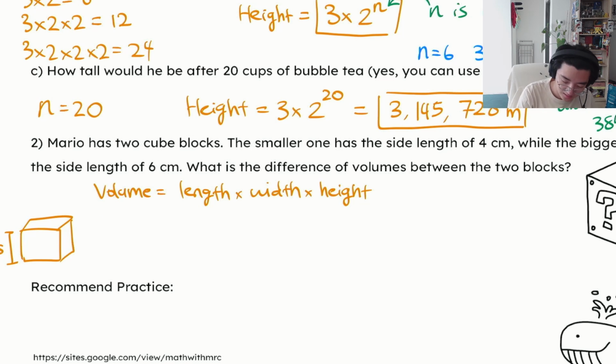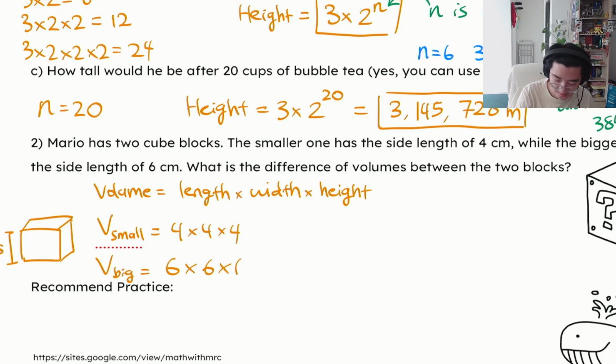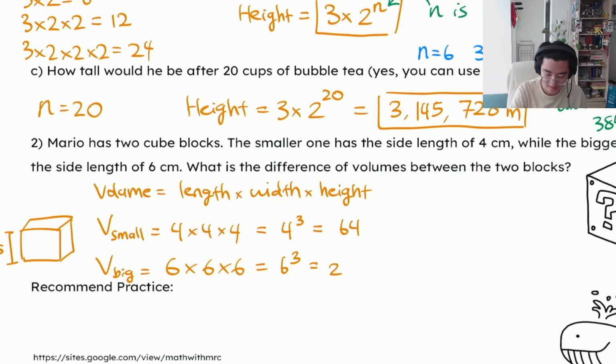So, the volume of the smaller cube is just 4 times 4 times 4. And the volume of the bigger one is 6 times 6 times 6. Again, we just multiply all the side lengths together, and in the case of a cube, the side lengths are all the same. And 4 to the power of 3 and 6 to the power of 3, respectively, is 64 and 216.